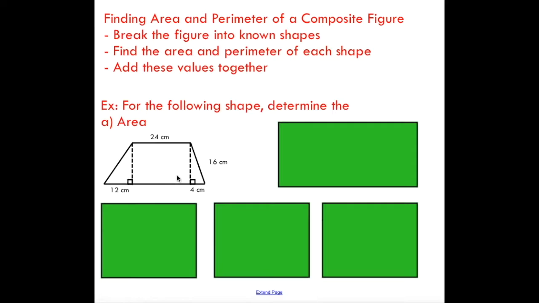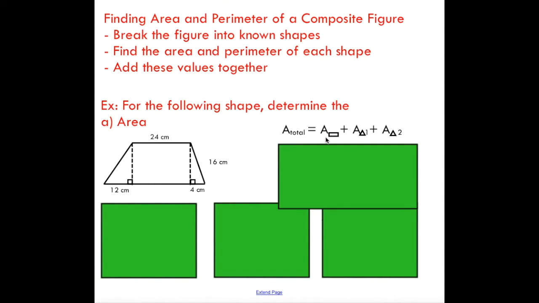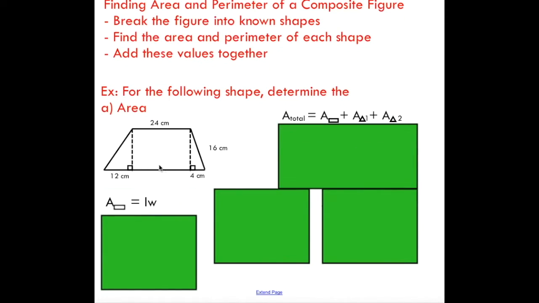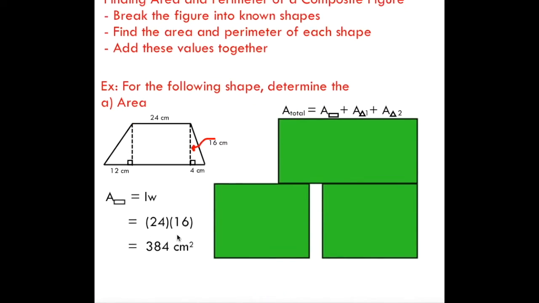into 3 different shapes. I've got a triangle, a rectangle, and another triangle, and I want to find the area of this shape. So I'm going to take the area of the rectangle, and I'm going to add the areas of individual triangles. And we know the area of a rectangle is length times width. We're going to take the length of 24, we'll multiply by the width. I get 384 centimeters squared.